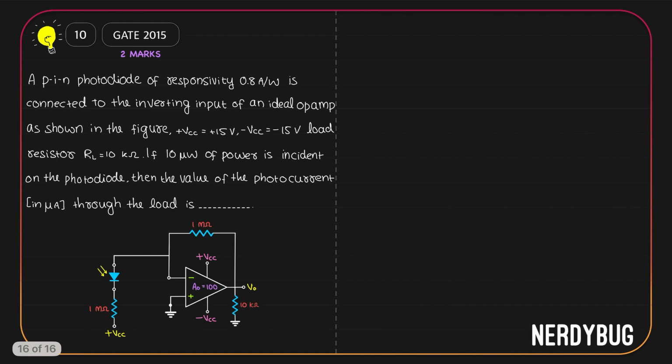Let us see the next problem. There is a PIN photodiode of responsivity 0.8 ampere per watt. It is connected to the inverting input of an ideal OpAmp. VCC is 15 volt, minus VCC is minus 15 volt. Load resistor RL is 10 kilo ohm. 10 microwatt of power is incident on the photodiode. What we have to find out is the value of photocurrent through the load.